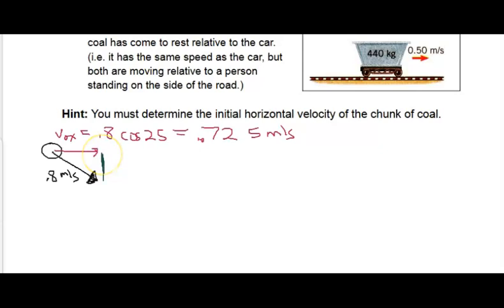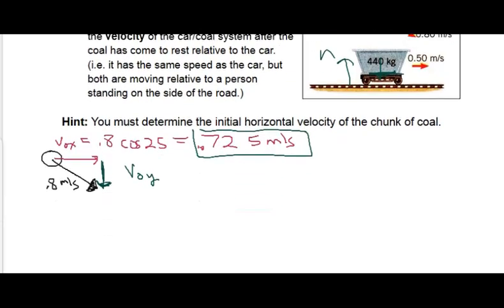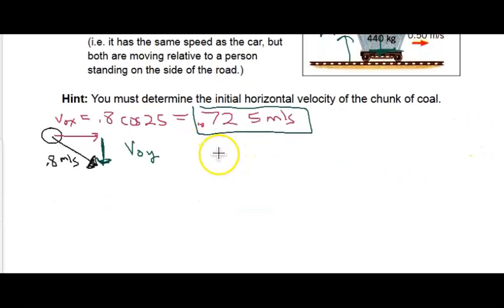Just like Batman, the one we just did, there is some V0y, but that downward momentum is not going to be conserved because of the outside force of the floor. Okay, so we only care about the horizontal motion so that we can now conserve momentum in the horizontal direction.